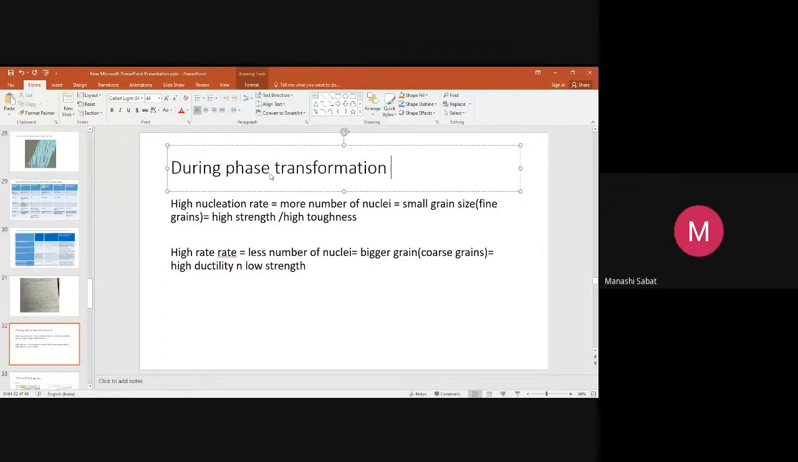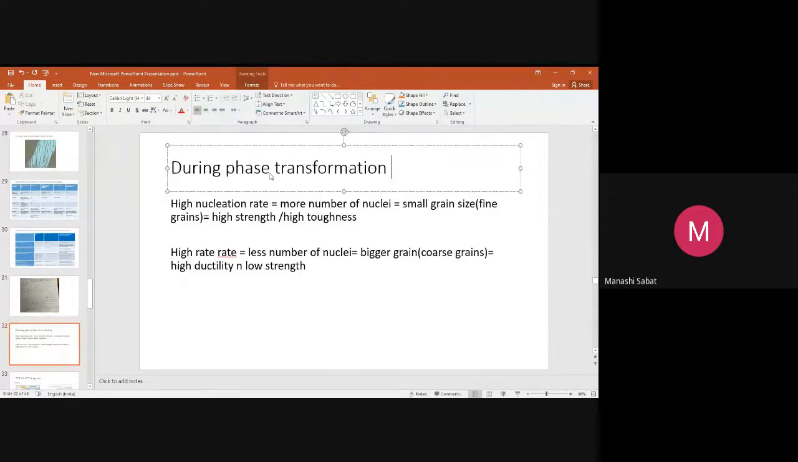What I told: if the grain size is smaller, that means more grain boundaries will be there, and more obstacles, more hindrance for the dislocation motion, because dislocation cannot cross the grain boundaries. Dislocation is moving, but it is interacting with the grain boundaries, so it is getting piled up. Do you know those things?